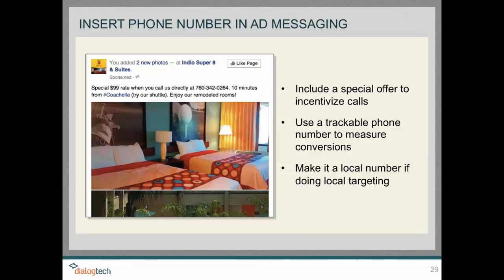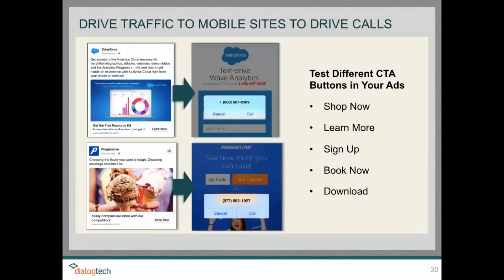But for ads like this, make it a local phone number. For example, they have a local phone number here, since this is a local ad targeting a specific branch that's 2 minutes from Coachella. They use a local phone number, and they use a trackable phone number here as well, so you can actually measure conversions. You won't be able to tell if someone manually punches that number in that they're calling from your ad, so you can't measure its effectiveness if you don't use a trackable phone number. And we'll talk a little bit more about that in a bit.